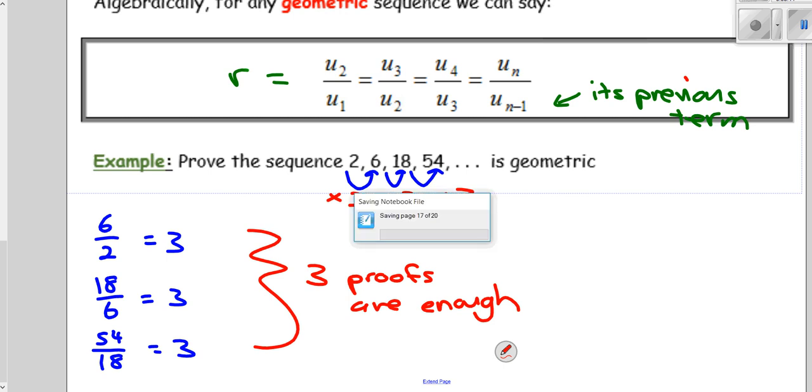Just in case you're ever asked to do a show that question. SL exams love show that questions where we already know that it's geometric, prove it somehow. And so this is an example of how you could do a show that question, show that this is geometric. Whereas in math studies, they don't have as many show that questions.